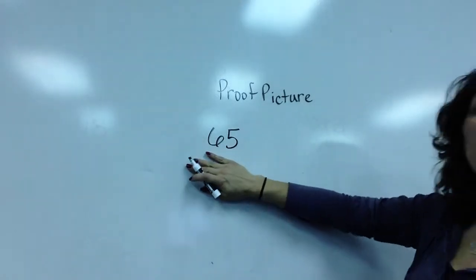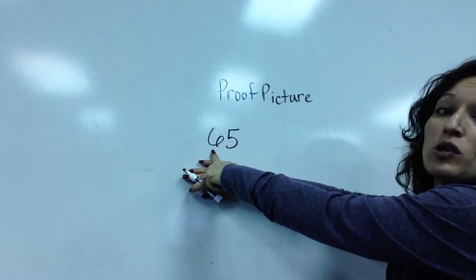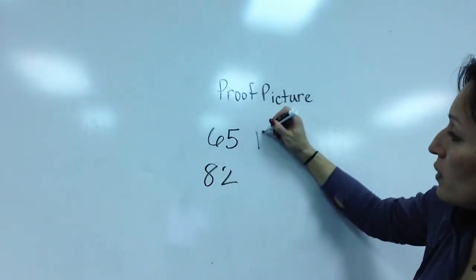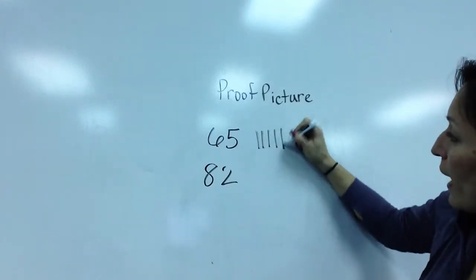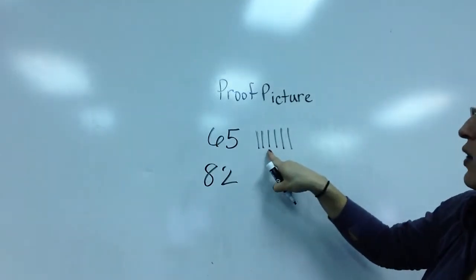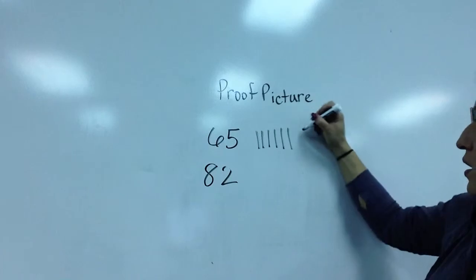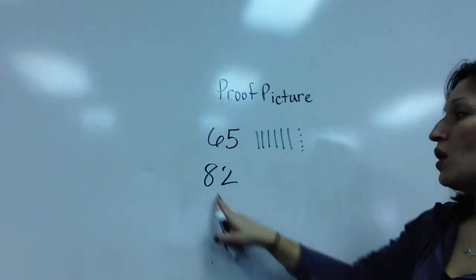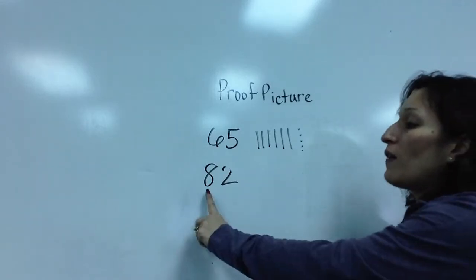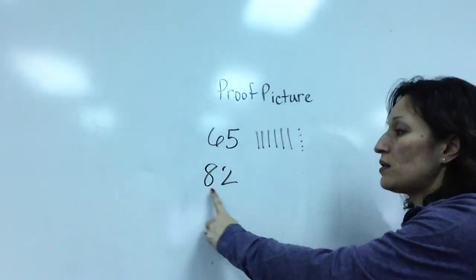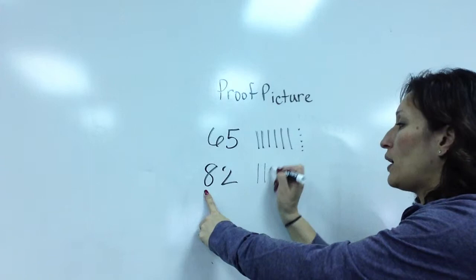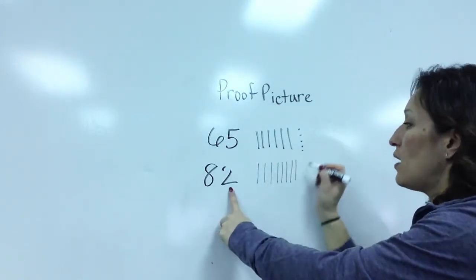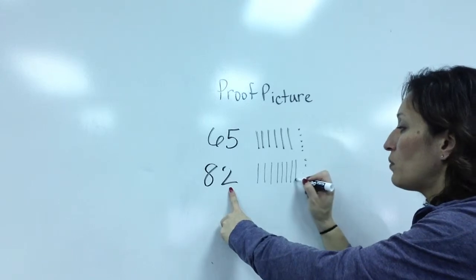We know 65 is made of, here's the most powerful place value, 6 tens and 5 ones. 1, 2, 3, 4, 5, 6 tens: 10, 20, 30, 40, 50, 60, and 1, 2, 3, 4, 5 ones. We know that 82 is made of 8 tens and 2 ones. 10, 20, 30, 40, 50, 60, 70, 80, and 1, 2.